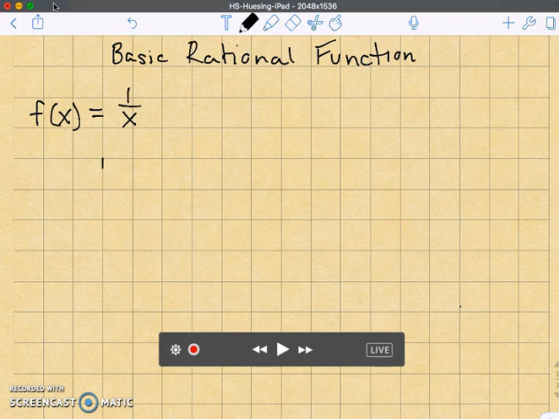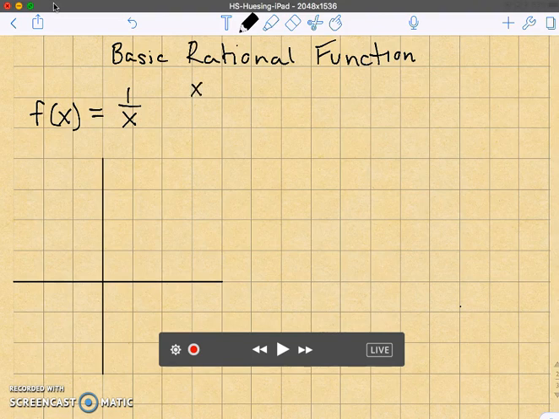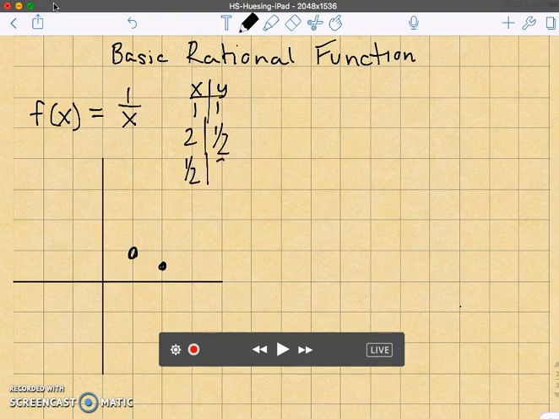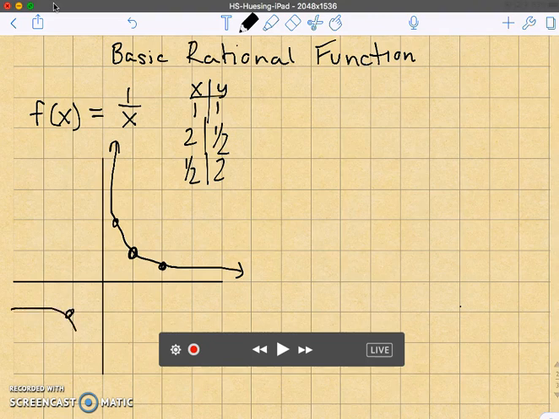And if you remember what this graph looks like, some of you called it the swoopy graph. You could think of this like, let's make an xy table. When x is 1, 1 over 1 is 1. When x is 2, 1 over 2 is 1/2. When x is half, 1 divided by half is 2. And this had those asymptotes there. And then it was in the first and the third quadrant.